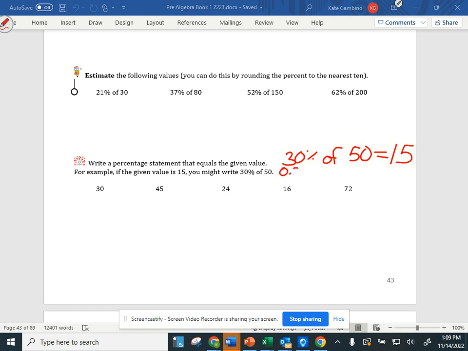So 0.30 of means times 50 equals 15. So you're going to have to figure out what percentage of what number equals 30. What percentage of what number equals 45? Who thinks they could help us out with the first one? Who can come up with a percentage statement that would equal 30?